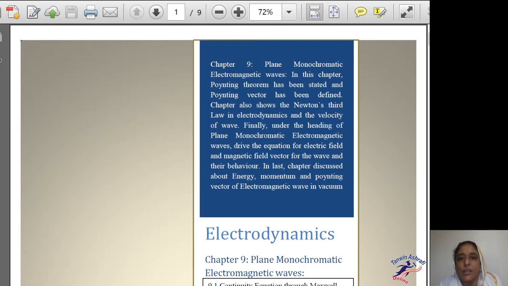We will find the velocity of light finally under the heading of the plane monochromatic electromagnetic wave. We will derive the equations for the electric field and magnetic field vectors for the waves and their behavior. The chapter discusses the energy, momentum and Poynting vectors of electromagnetic waves in vacuum.